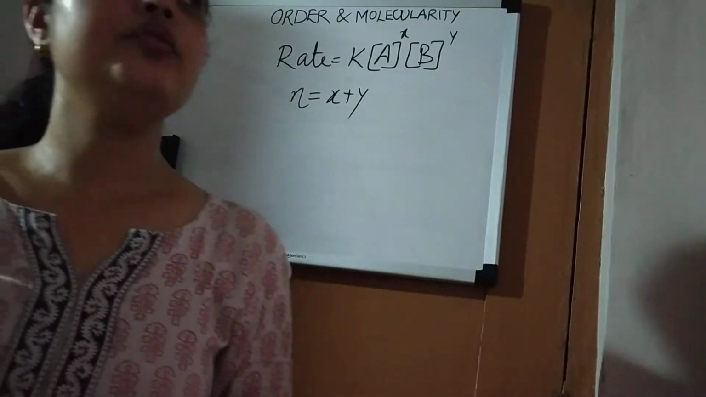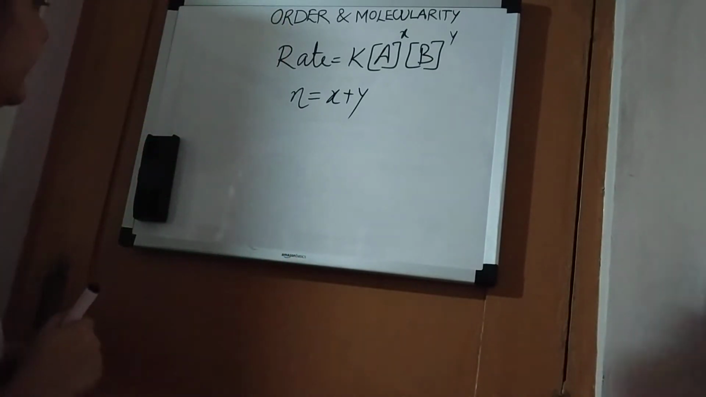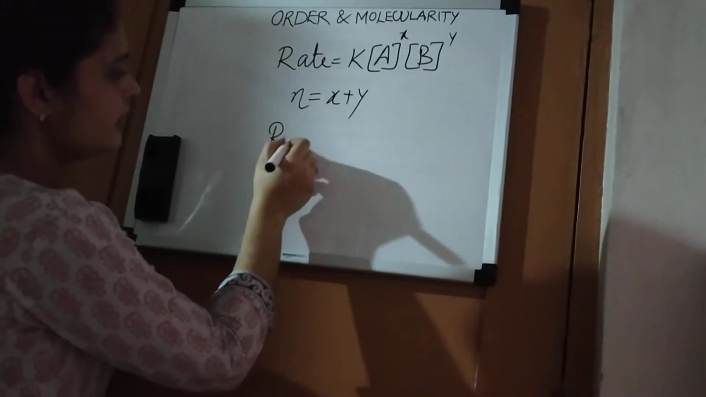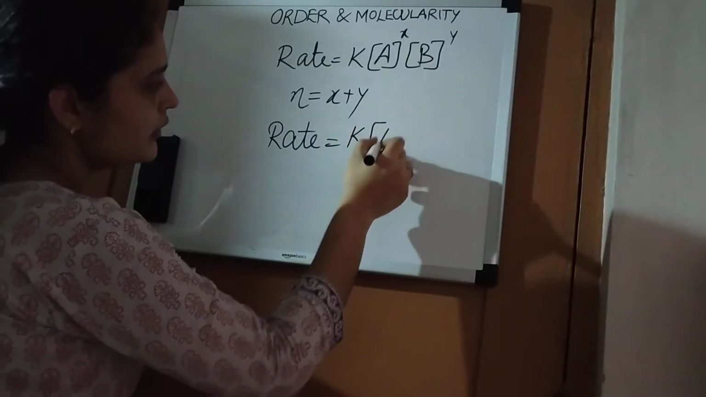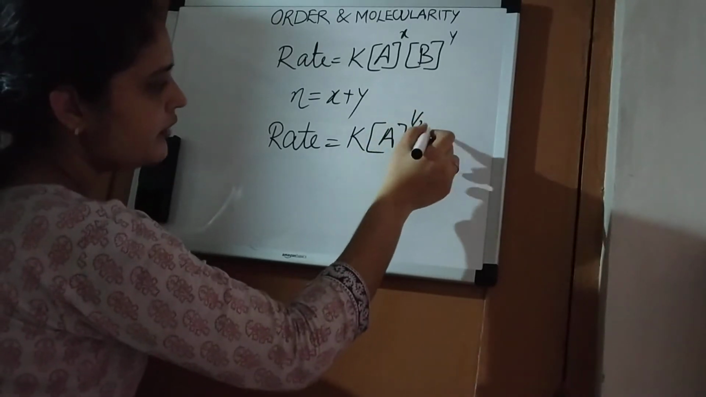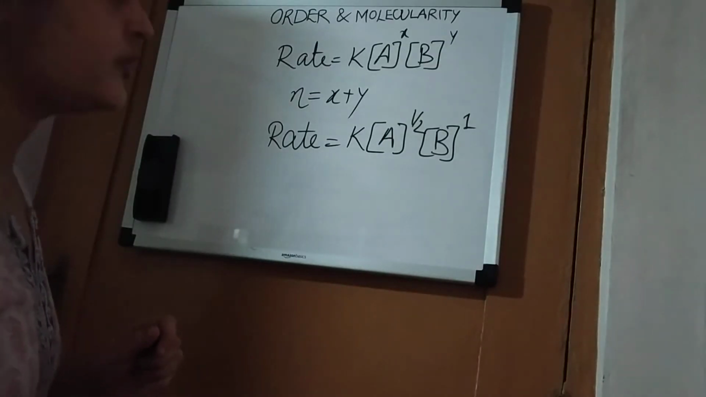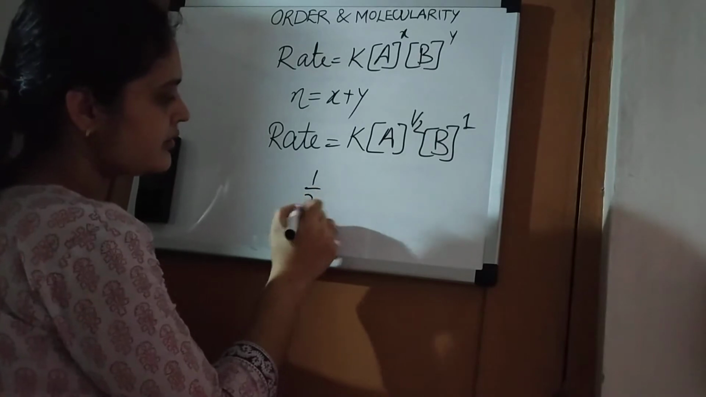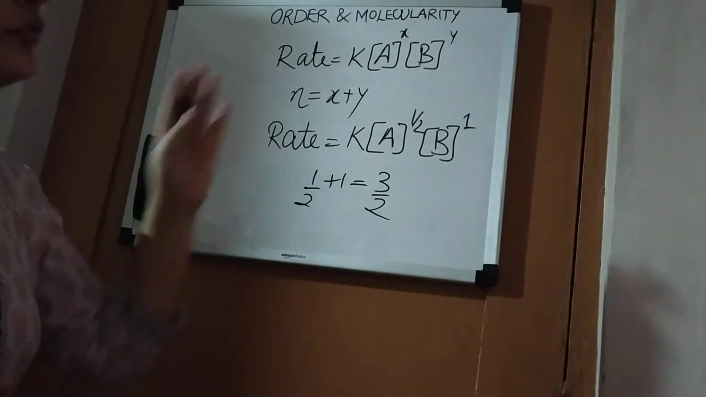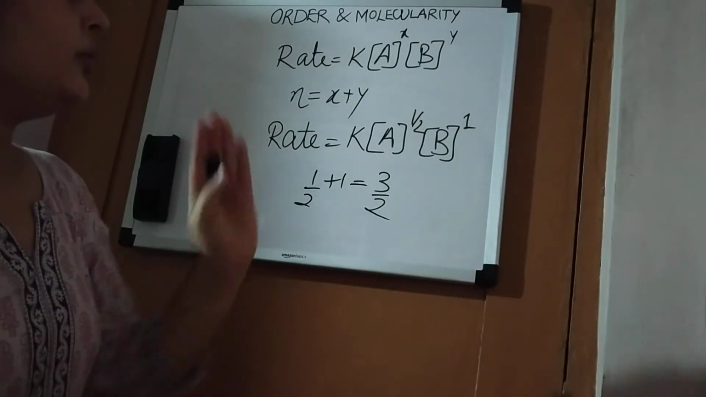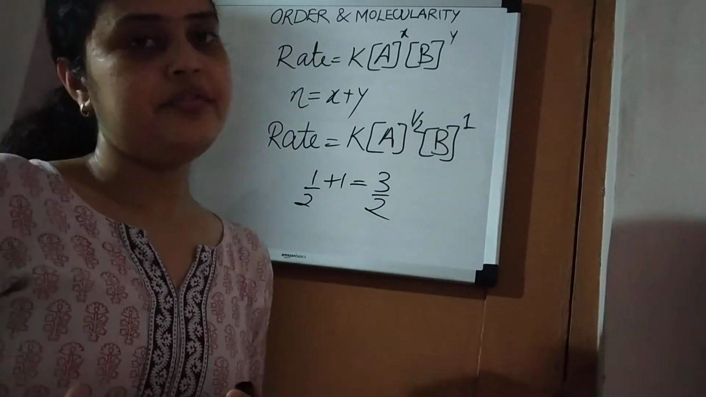For example, if you want to find out the order of the reaction from the rate law expression, and the rate is given as rate = k[A]^(1/2)[B]^1, then what will be the order of the reaction? It will be half plus 1, that is 3/2. So the order of the reaction is 3/2, right? So the order of a reaction can be 0, 1, 2, 3, or even a fraction.